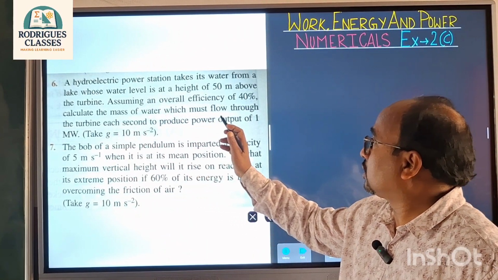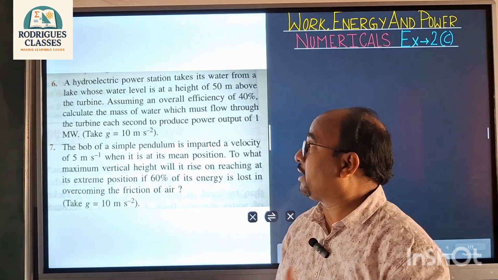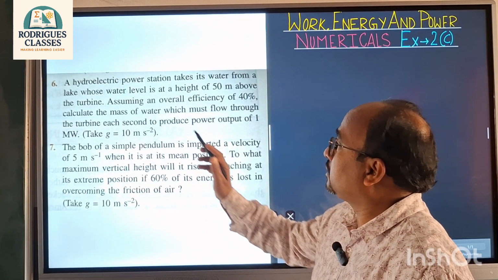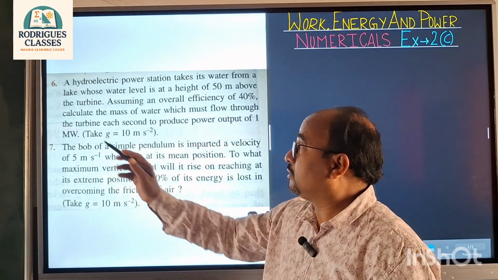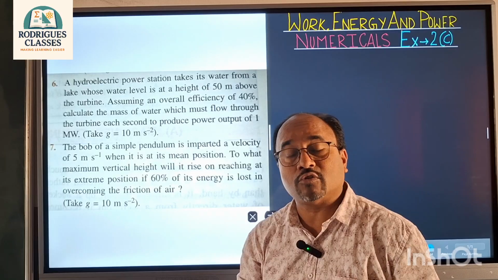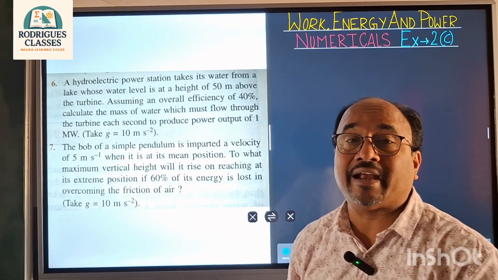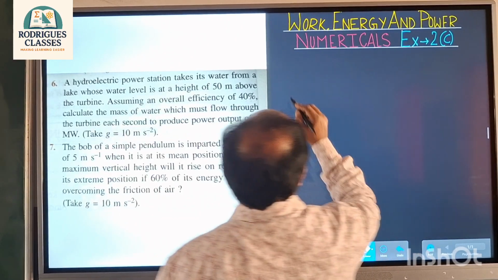Calculate the mass of water which must flow through the turbine. So how much water should flow through the turbine in each second to provide a power output of 1 megawatt. So we should get a power output of 1 megawatt. So how much water should flow through the turbine to produce that? So first of all, we will relate that power.